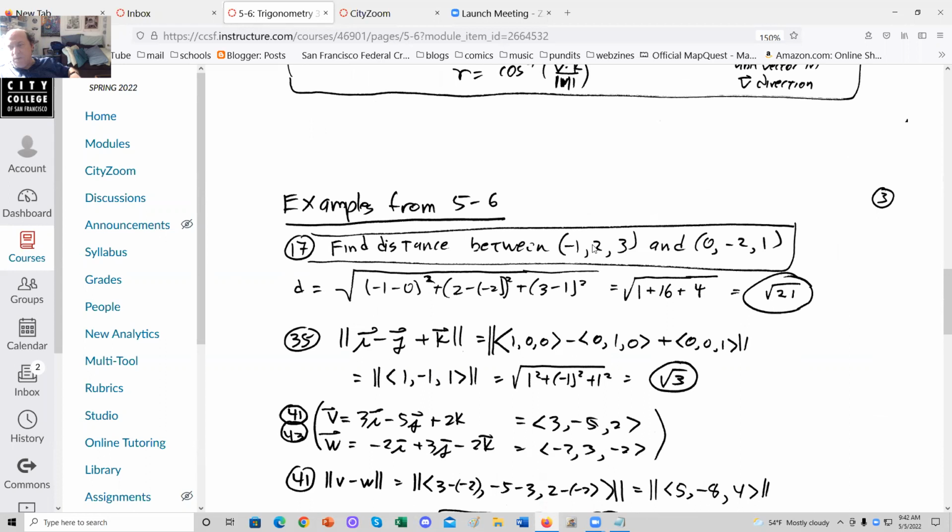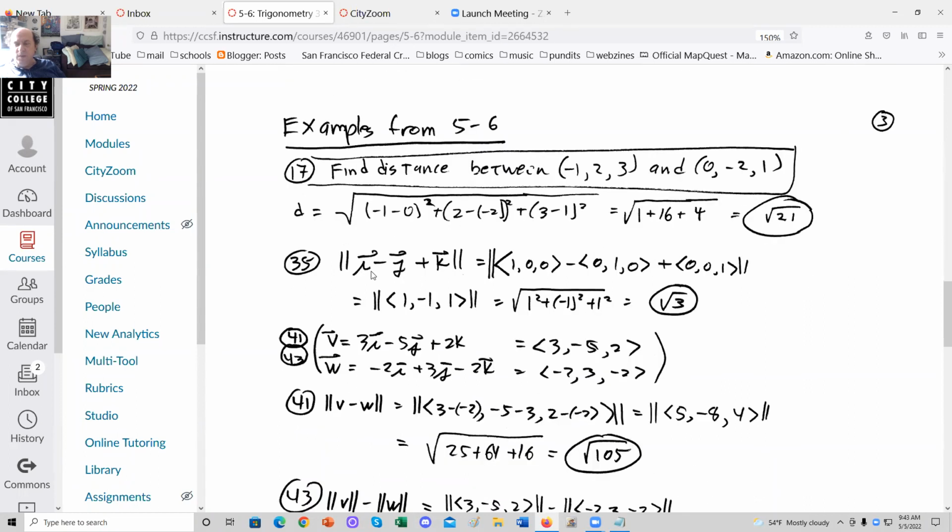Find the distance between two vectors, -1, 2, 3 and 0, -2, 1. Okay, the distance, well, I take the square root of the sum of squares of differences of components. -1 minus 0 squared plus 2 minus -2 squared plus 3 minus 1 squared. So this would be 1 squared is 1, 4 squared is 16, 2 squared is 4, root of 1 plus 16 plus 4 is root 21, and that's the length.